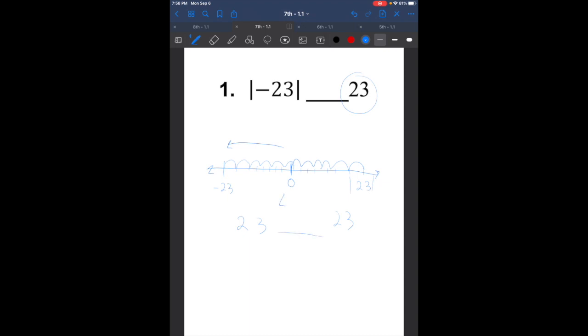Is this going to be less than? Is this going to be greater than? Or is this going to be equal to? We know that for this specific question, the answer is going to be equal to. Alright, let's try another one.